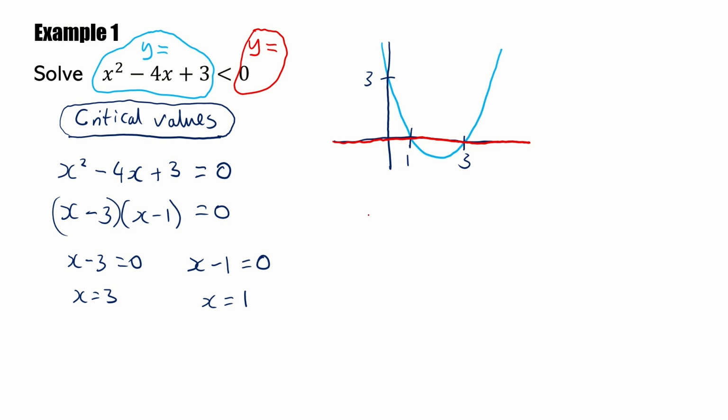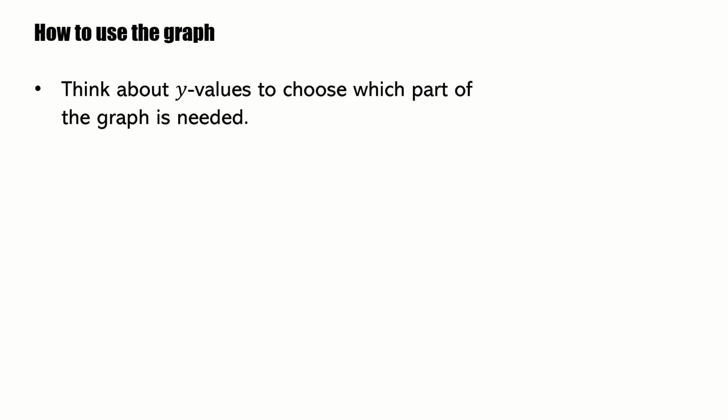Okay, but then what do you do with the graph? How is it helpful to then decide what is the final answer with the inequality signs? Well, you've got to do the following things. You've got to use the y values of the graph to first of all decide which part of the graph is needed. In other words, which parts of the graphs are above each other or below each other, depending on what the original question is asking. That's difficult to describe in words. You'll see what I mean when we go back and look at the example again.